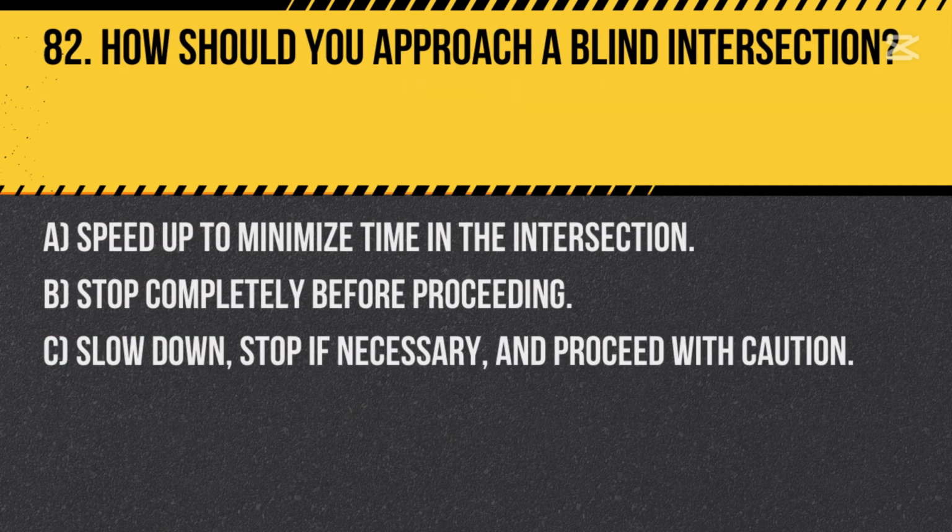Question 82. How should you approach a blind intersection? A. Speed up to minimize time in the intersection. B. Stop completely before proceeding. C. Slow down, stop if necessary, and proceed with caution. Answer: C. Slow down, stop if necessary, and proceed with caution. Blind intersections require extra caution due to limited visibility of cross traffic.